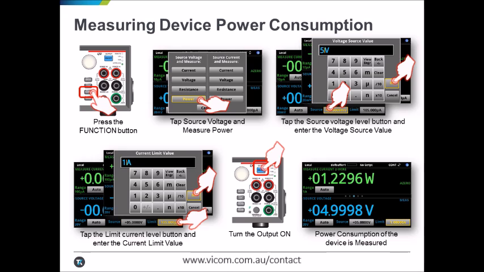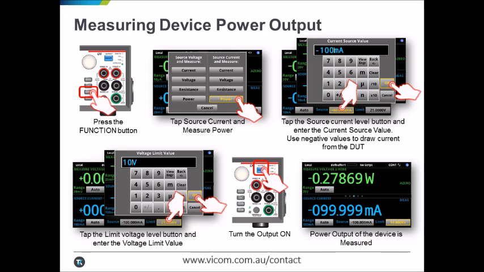Configuring SMUs like the Keithley models 2450, 2460, and 2461 source meter instruments to measure device power consumption is incredibly easy. Start by pressing the function button, then tap the source voltage and measure power button. Next, tap the source voltage level button to set the voltage source to the proper level for your device. Tap the limit current level button to set the current limit. This should be set to the maximum level allowed by your device before it could be damaged. Finally, turn the output on and watch as the power consumption measurements appear on the screen.